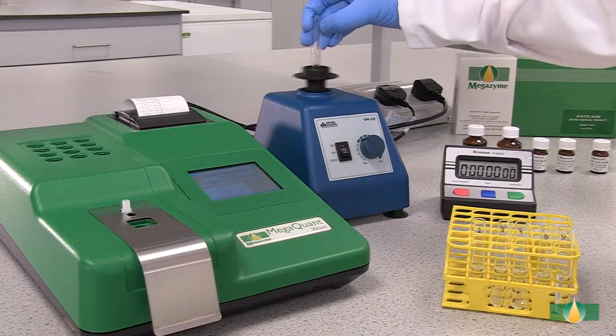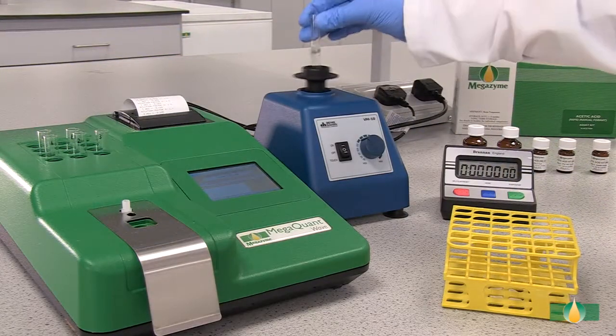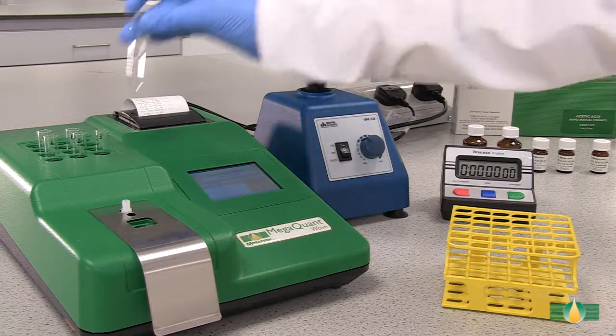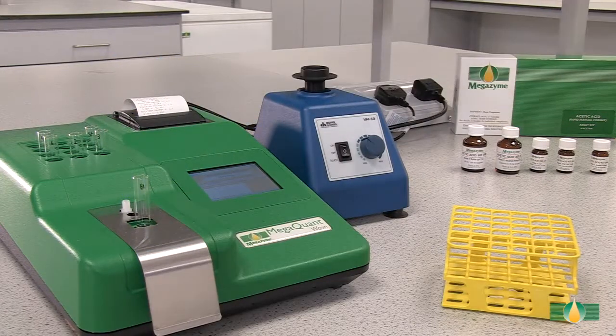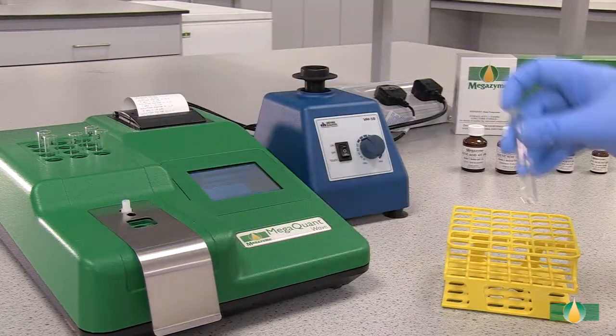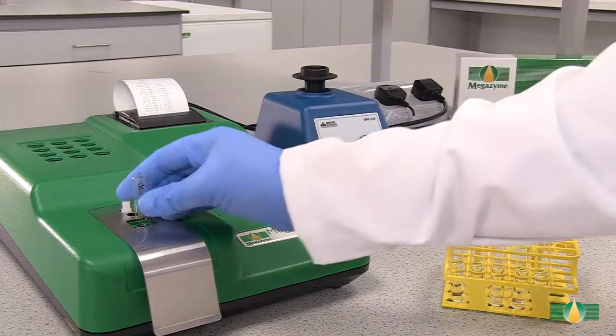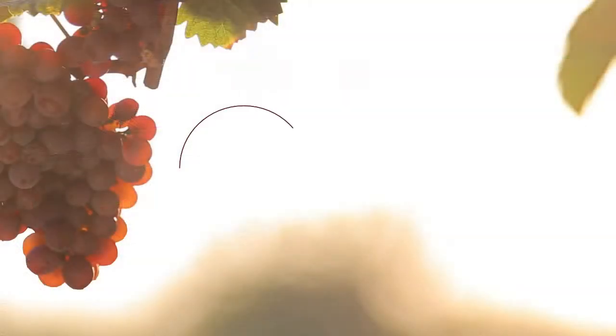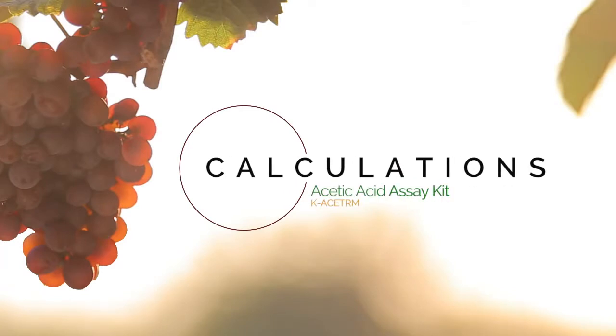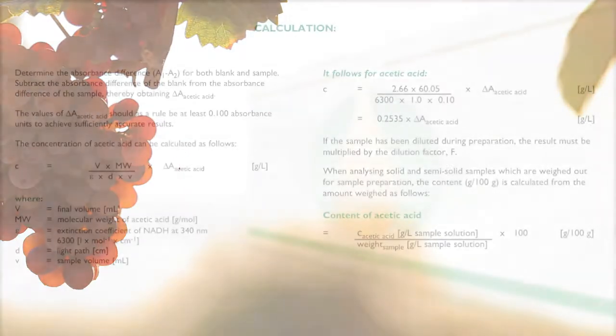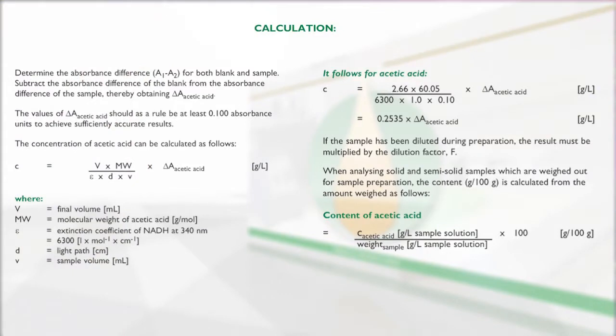Mix the tubes thoroughly and incubate them at 37 degrees Celsius for 4 minutes to allow the reaction to go to completion. Record the absorbance reading A2 for all of the assay tubes. This absorbance reading completes the measurement of acetic acid. The absorbance readings A1 and A2 of the sample and the blank reactions are used to calculate the acetic acid concentrations in the original samples.